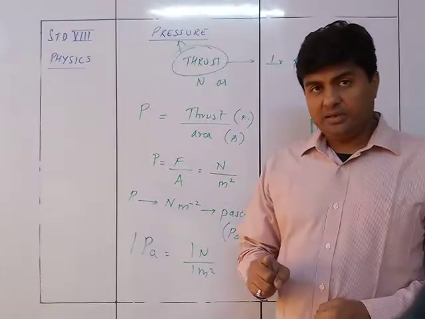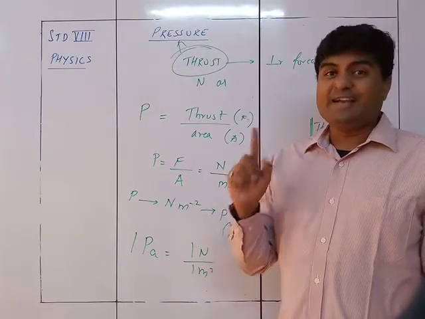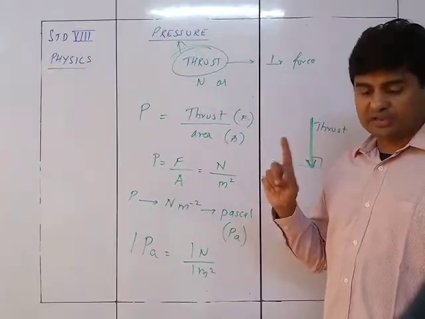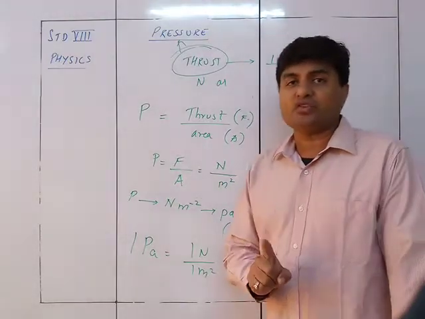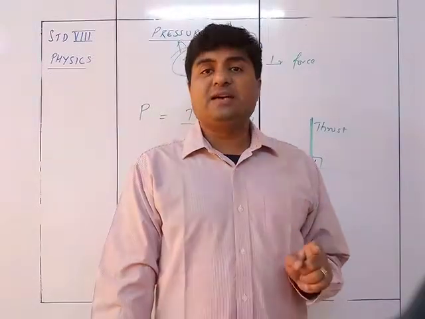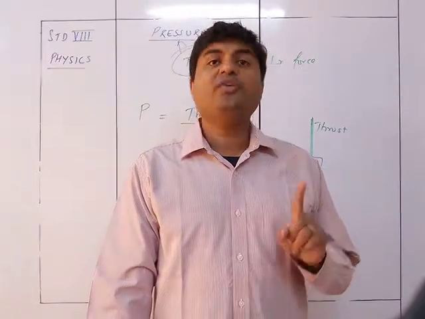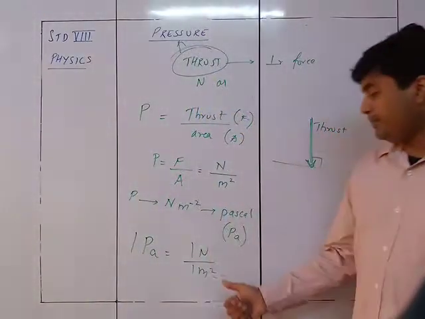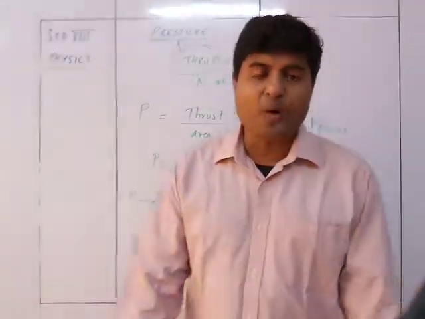1 Pascal is the pressure exerted by a force or a thrust of 1 Newton on a surface area of 1 meter square. Thrust upon area. Got it? That is the definition of 1 Pascal.